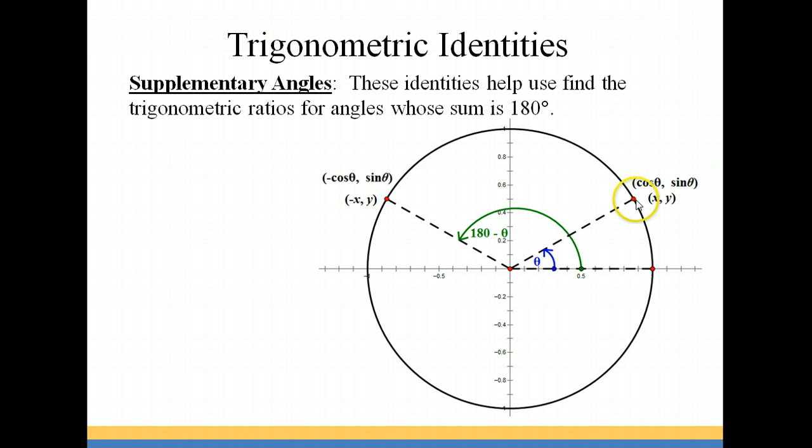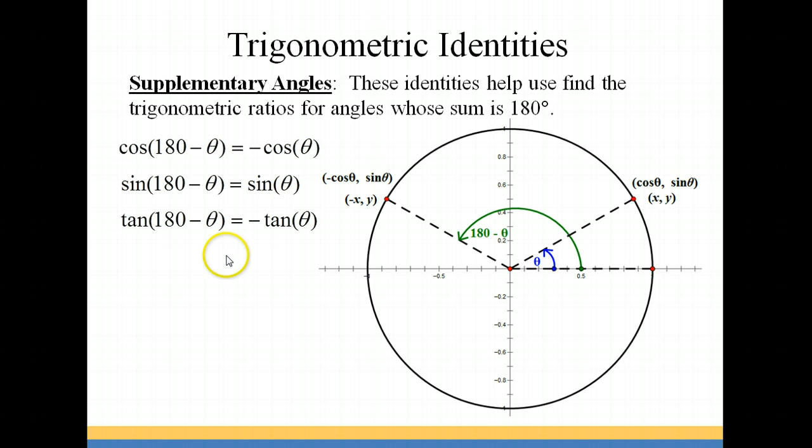Which means what we've done here is taken this ordered pair xy and we have reflected it over the y-axis, which means that we now have the ordered pair negative x, y, or the negative of the cosine of the angle and the positive of the sine of the angle. So that tells us that the cosine of 180 minus the angle is equal to the negative of the cosine of the angle itself. The sine of 180 minus the angle is going to be the same as the sine of the angle.